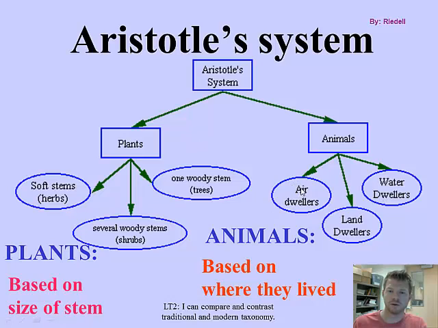Especially, real quick example, think of air dwellers. Is an insect that flies because it has wings going to be related to birds or bats? Not even close. Okay, so there were some issues in traditional taxonomy.